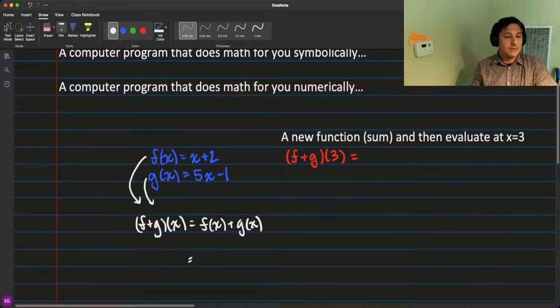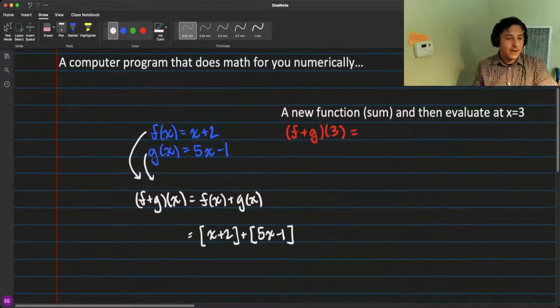So I'm working with the symbols. So then I would replace the symbols. What is f of x? Well, f of x is x plus 2. Well, what is g of x? 5x minus 1. And then what would you do? You would actually simplify this. You would say, well, I have the x plus 5x, that's going to give me 6x. I have the plus 2 and the minus 1, that's going to give me plus 1.